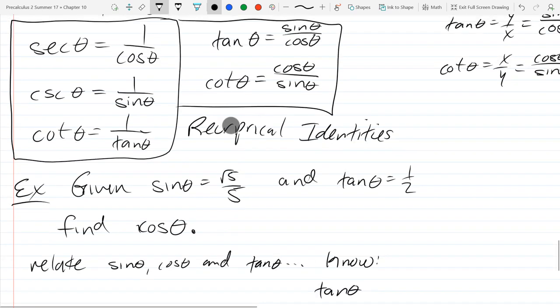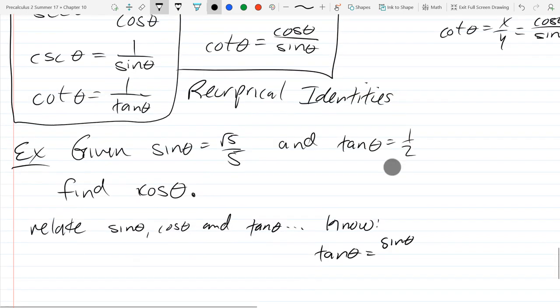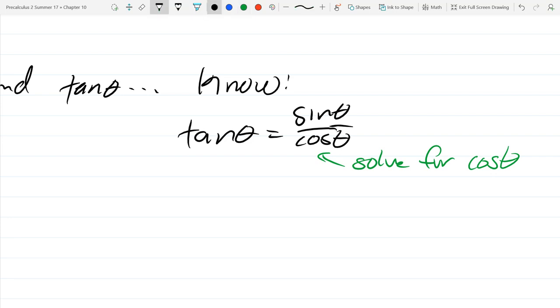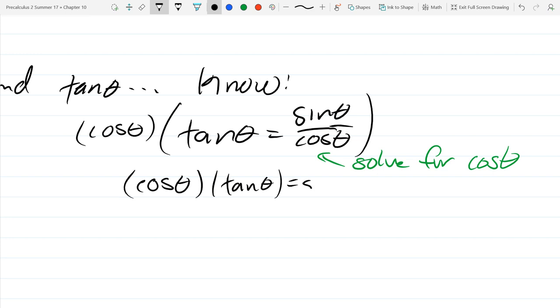Of course, I just put it off the screen. Tangent is sine theta over cos theta. All right, so find cosine theta. So what I want to do is solve for cosine theta. Comment in green. All right, so how do I solve for cosine theta? There's a few ways to do it. I could multiply by cosine and divide by tangent. I'll go ahead and do that in two steps here. And now solving all the way for cosine, I want to get rid of tangent, so I divide. All right, so here's cosine.